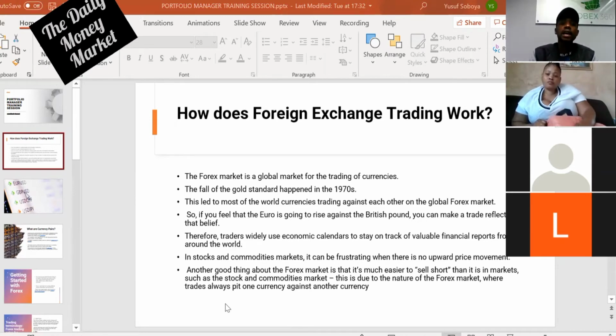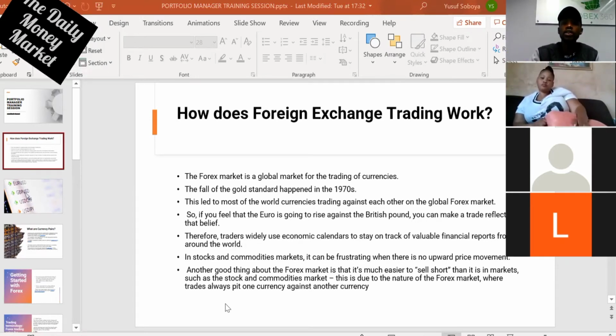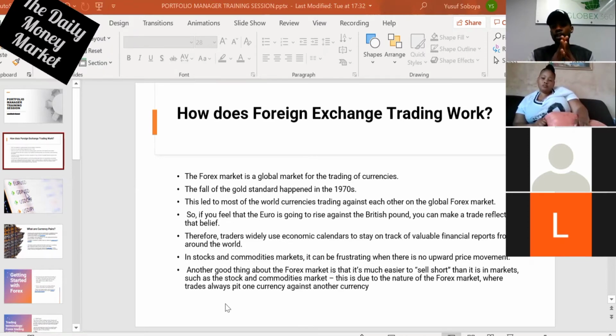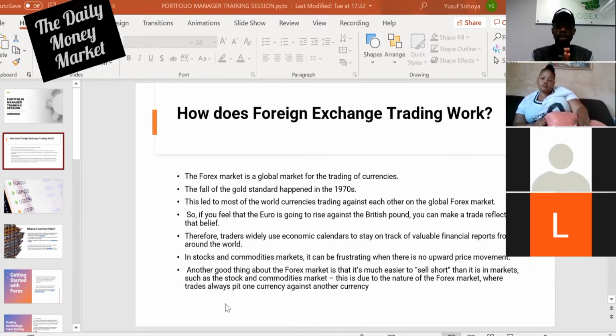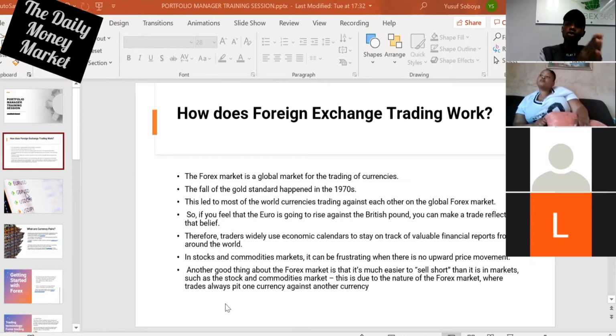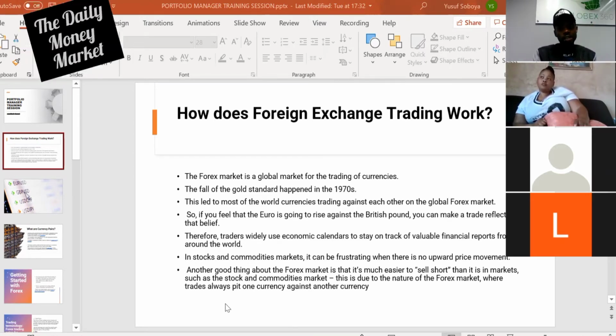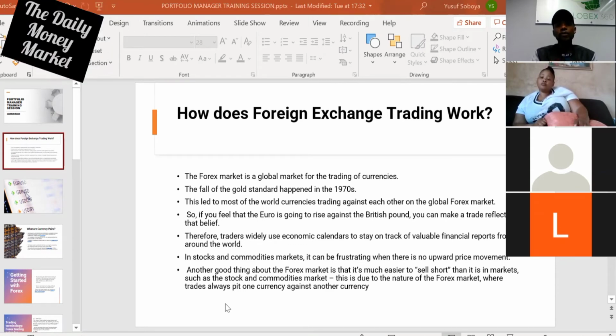As I was saying, therefore the traders widely use economic calendars to stay on track of valuable financial reports for their belief. If you do believe that the euro is going to rise up, how are you going to know that the euro is going to rise up? You need to check the financial calendar.